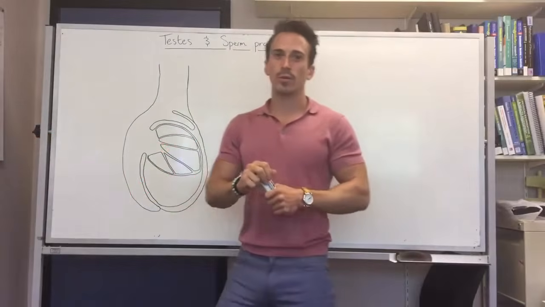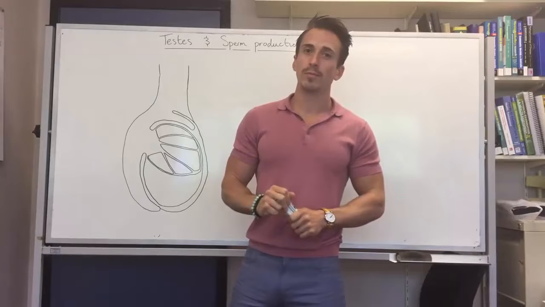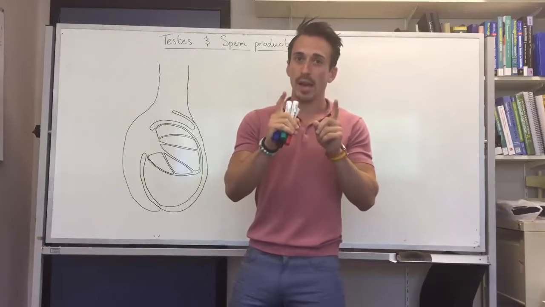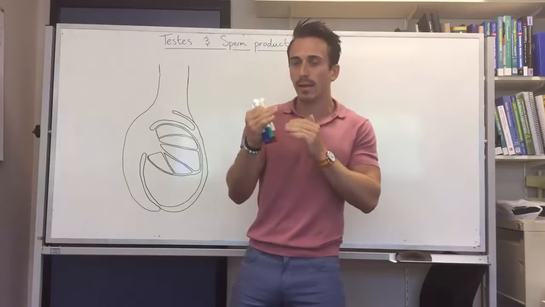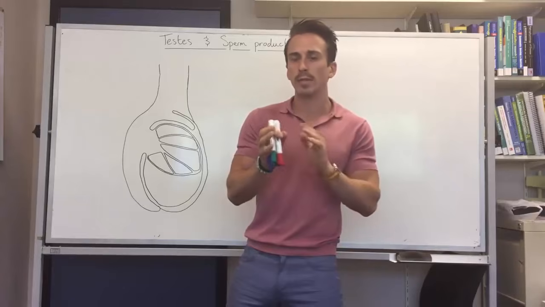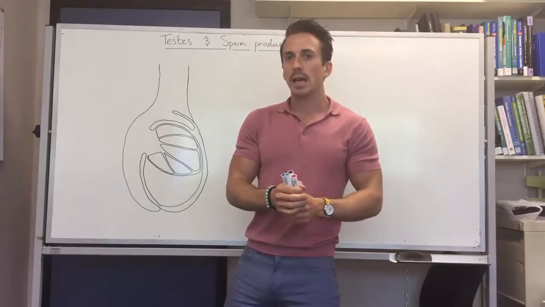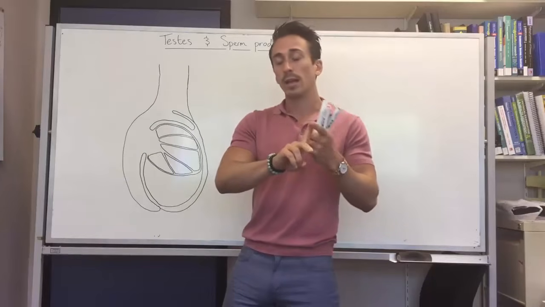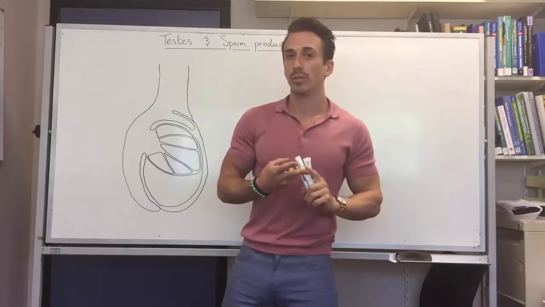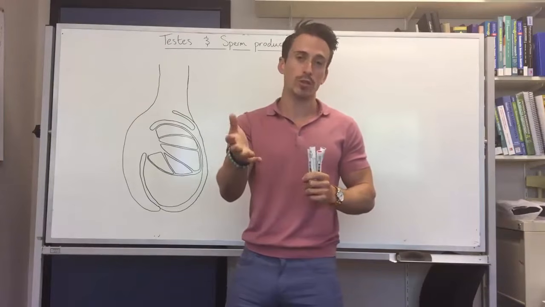So in this video, we're going to talk very briefly about the testes and sperm production. Before we begin, just remember that there are 2 testes, and they are around 4 centimeters in length, 2.5 centimeters in width, and weigh around 10 to 12 grams each. The purpose of the testes is twofold. Predominantly, they are there for sperm production, and they are also there for androgen production. Now, androgens are male sex hormones, for example, testosterone.